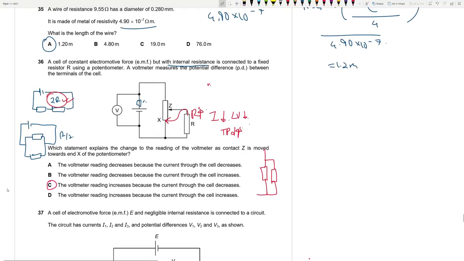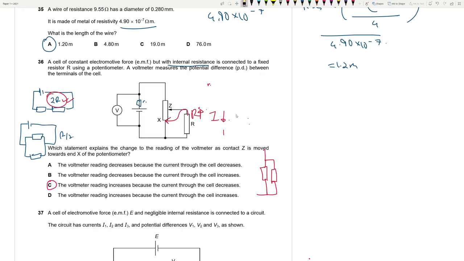36. A cell of constant electromotive force but with internal resistance is connected to a fixed resistor R using a potentiometer. A voltmeter measures the potential difference between the terminals of the cell. You know, the voltmeter across the terminals of the cell actually gives us terminal PD, okay? Not EMF, it gives us terminal potential difference. Which statement explains the change to the reading of the voltmeter as contact Z is moved towards end X of the potentiometer? Interesting question.